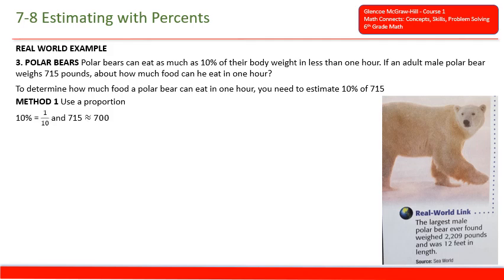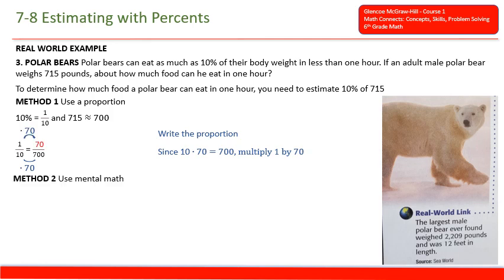Method 1, use the proportion. We have 10% equals 1/10, and we would round 715 to about 700. Write the proportion. We have 1/10 equals x over 700. And since 10 times 70 equals 700, we'll multiply 1 by 70. So 10 times 70 is 700, so 1 times 70 is 70.